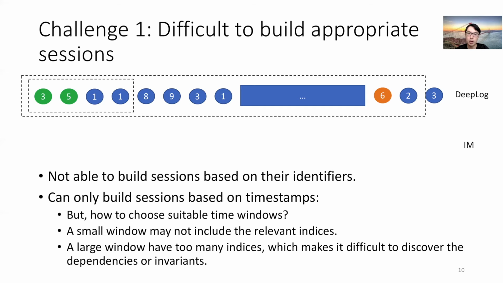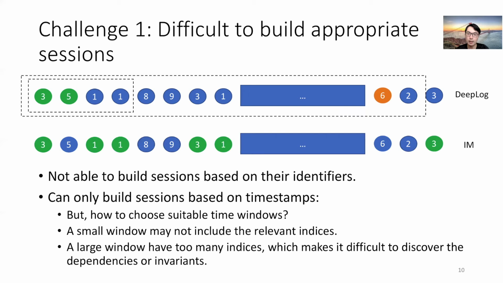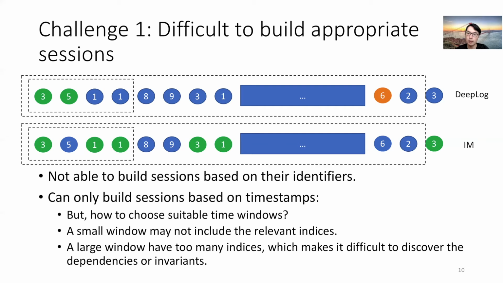If we choose a large time window, there are too many log indices, which makes it difficult to learn the dependency rules. For invariant mining, the count of 3 is equal to the count of 1, so it should be normal. But the same thing here, we don't know how to choose suitable time windows. If we choose a small one, the count of 3 is not equal to the count of 1. If we choose a large one, it may still violate the invariant rule. So log index-based methods are not applicable.